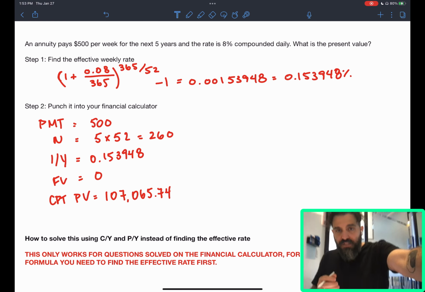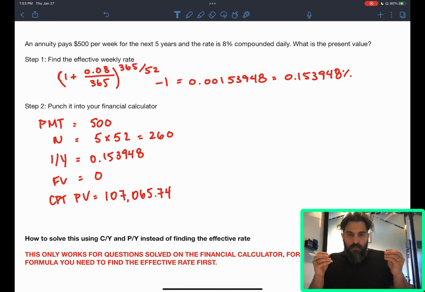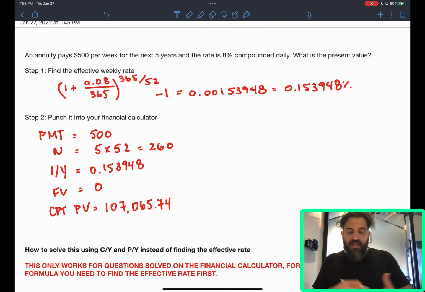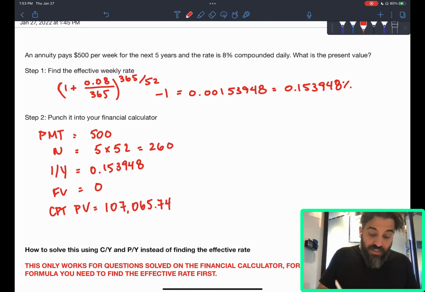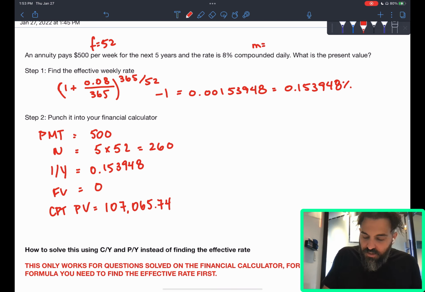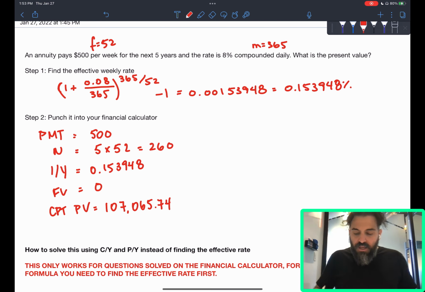So essentially, what PY and CY does is it replaces having to find your effective rate. What you have here is a basic question that says the annuity pays 500 per week. So per week, that means my F is 52, for the next 5 years, and the rate is 8% compounded daily, which means my M is 365. And what is the present value?